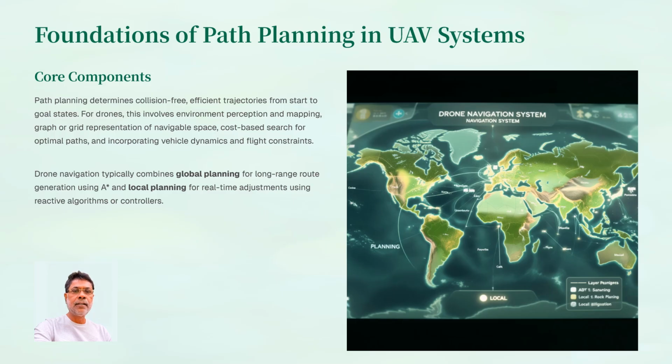Path planning is at the heart of how unmanned aerial vehicles, or UAVs, navigate from one point to another without crashing or wasting energy. For a drone, this means understanding the environment, mapping out where it can fly, searching for the most efficient route, and making sure the path fits its flight limits and dynamics. In real-world drone navigation, we typically rely on two layers of planning: a global planner, such as the A-star algorithm, to create the overall route, and a local planner or reactive controller to make quick adjustments whenever the drone encounters unexpected obstacles or changes in its surroundings.